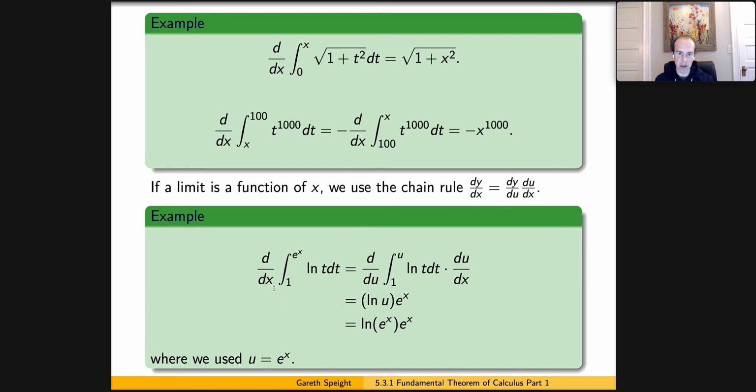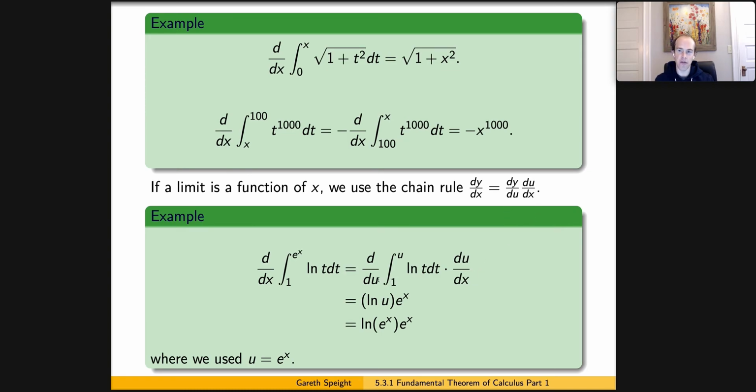So let's look at this problem, d/dx of the integral from 1 up to e to the x of ln t dt. Okay, here we don't have an x, we have an e to the x, so it's going to be a more general problem. So we make a substitution, u equals e to the x, and that means we're going to differentiate with respect to u instead, but afterwards multiply by du/dx, right? So we're just using our chain rule.